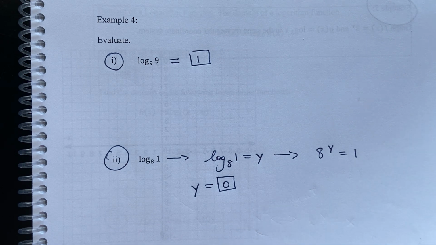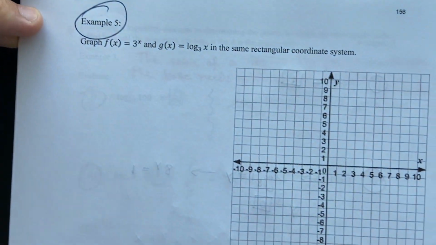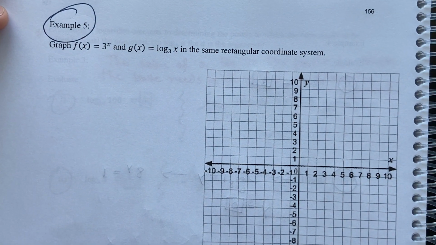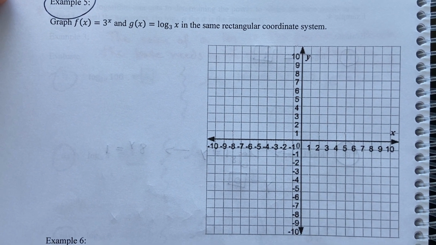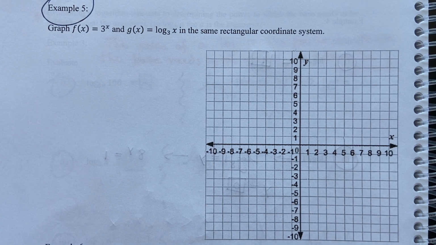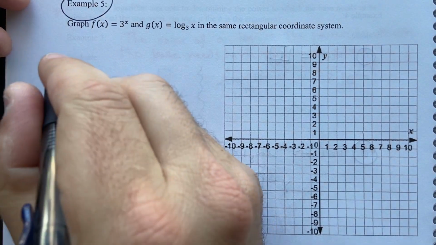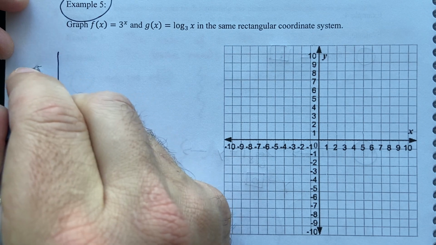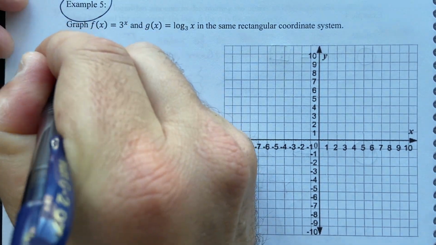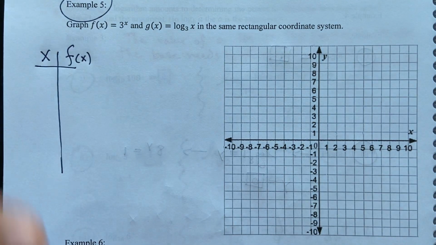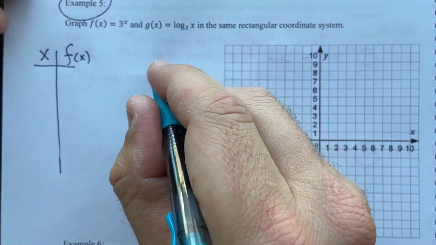So let's move on to graphing. Let's look at a graph of this. Remember that the point plotting method always works. That's what I'm going to use here, but I'll talk about something else as well. Let's say we had this table for f of x, and then over here I'll do a table for g of x.